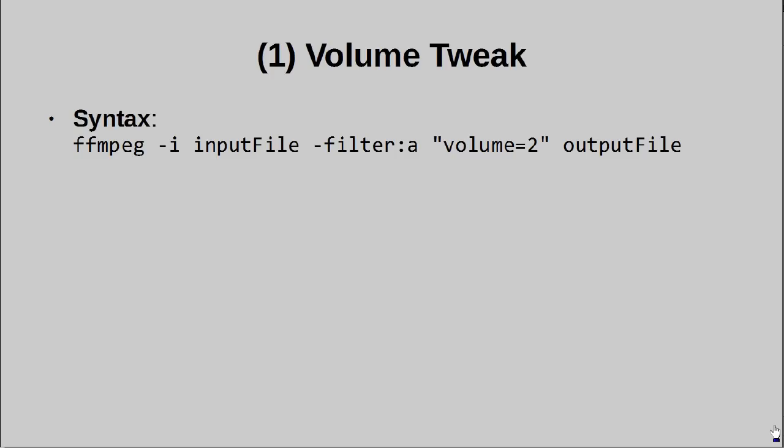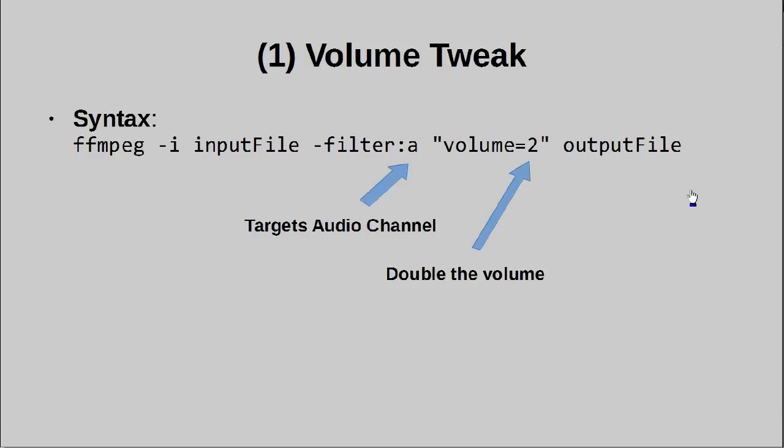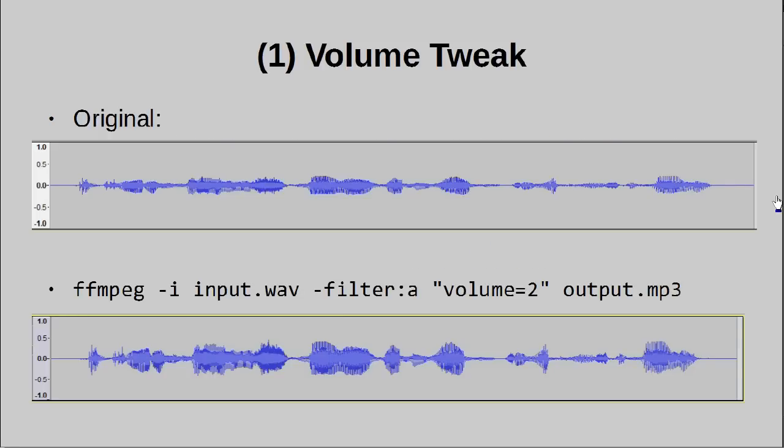First, let's tweak the volume. To do this, simply add the following flag to the FFmpeg call. The flag itself says we want to use a filter on the audio channel, and its parameter says that we want to call the volume filter with a setting of 2. The number we provide is actually a multiplier, so when we say volume equals 2, we are actually doubling the volume. You can of course use decimal volumes, including values smaller than 1 to reduce the volume.